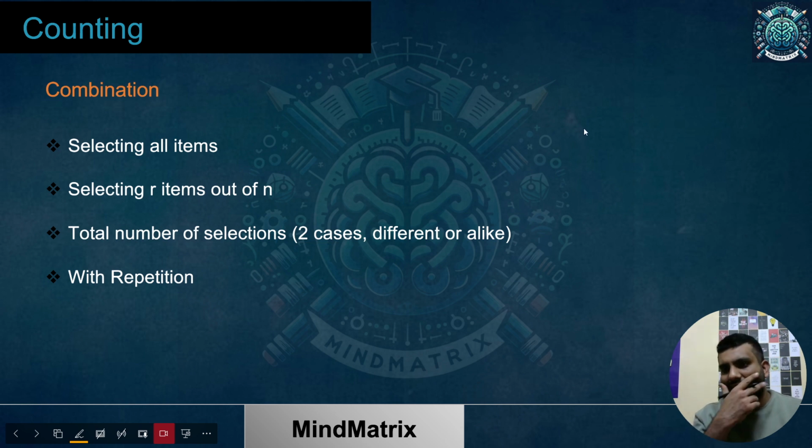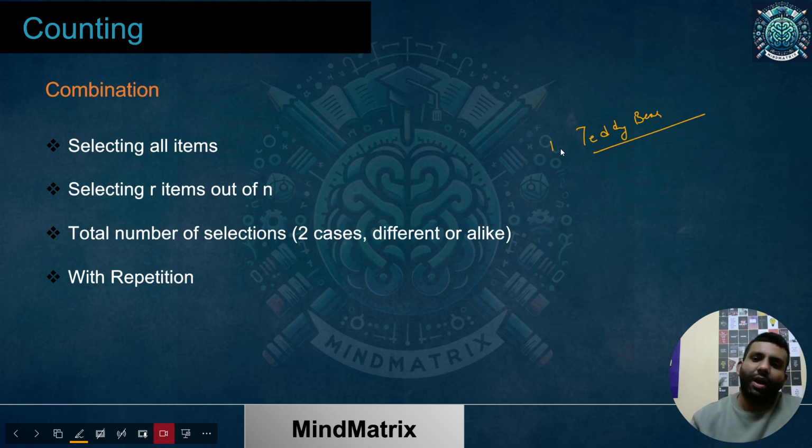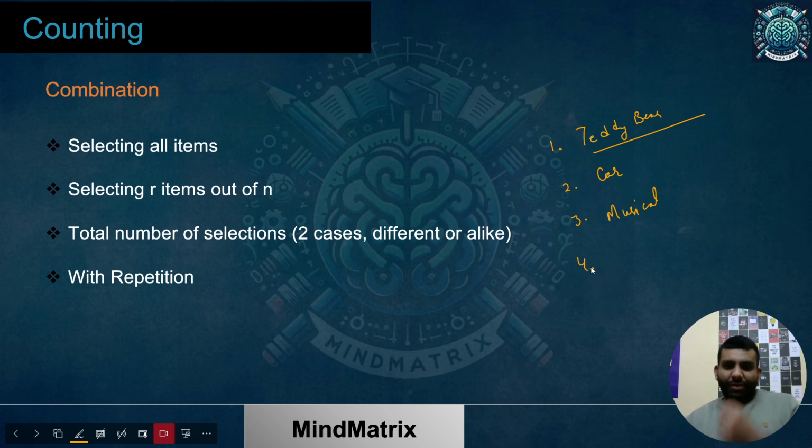So let's suppose I had a teddy bear. With respect to the toys only we are talking about, we have a car. Then let's say some musical instrument. The same example we are talking about. And the fourth one can be where we have a repetition for that. It can be something like, for the toys, what else can be there, let's say a watch, a fancy watch.